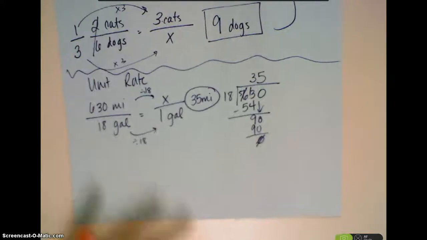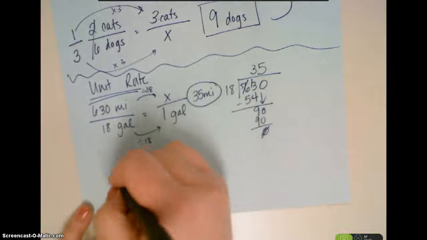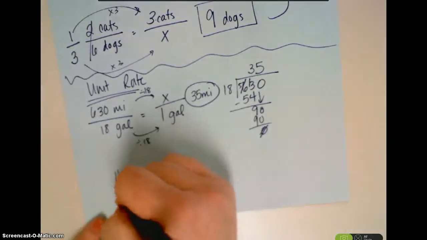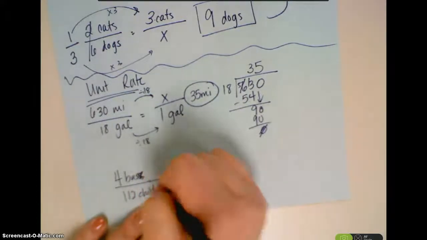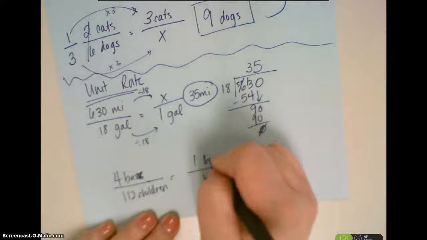That's the unit rate. Another example of unit rate is, we have 4 buses for 112 children. So how many children are going to be on 1 bus, basically?